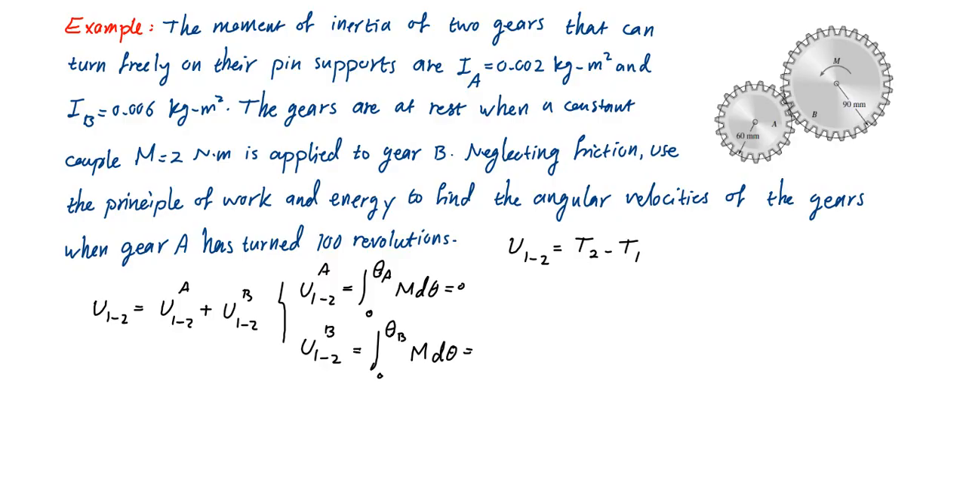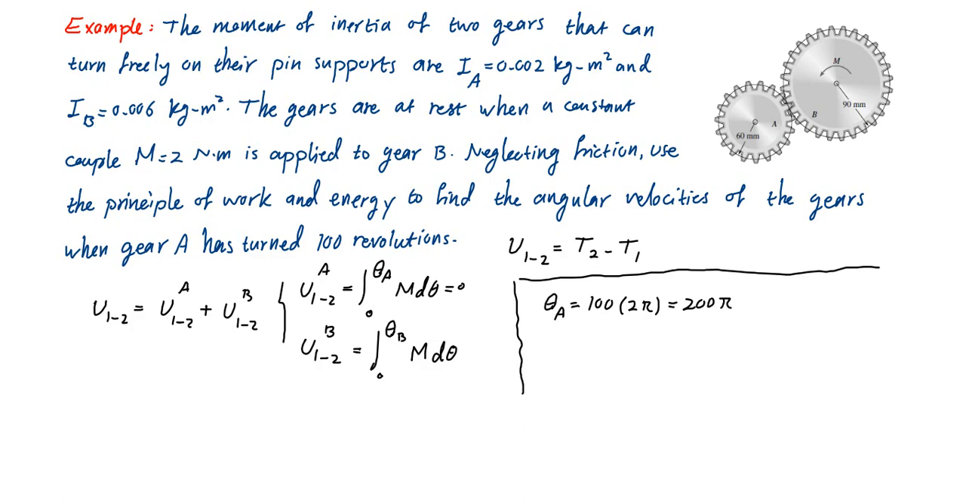Let's find out what theta B is. The information we have is that gear A turns 100 revolutions. So if gear A turns 100 revolutions, let me put it here, separate this. Theta A, well, each revolution is 2 pi, right? It's a circle. So 100 revolutions gives us 200 pi for gear A.